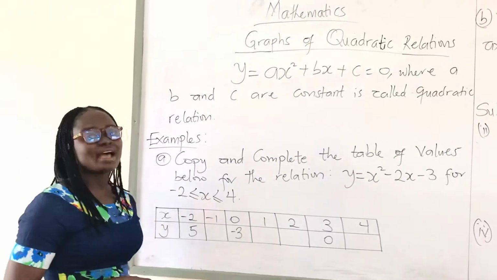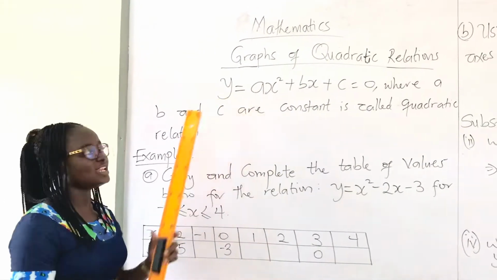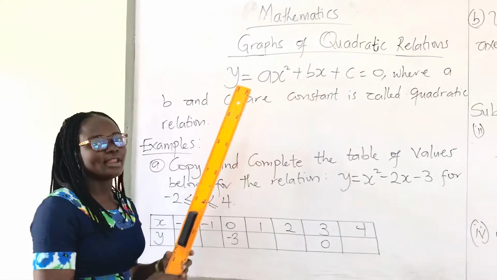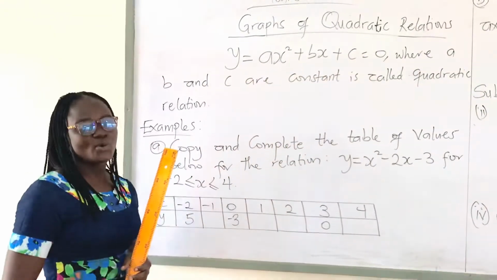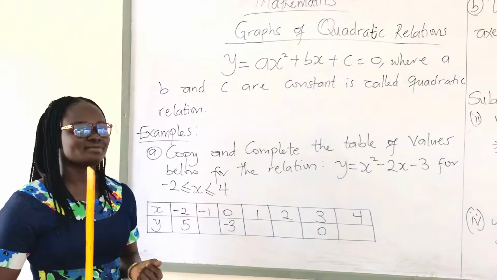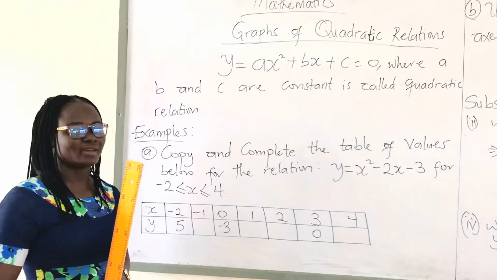Good. As I said in our previous lesson, a quadratic equation is any equation of the form ax squared plus bx plus c equals 0, where a, b, and c are constants. So we are going to pick some examples and solve it together.